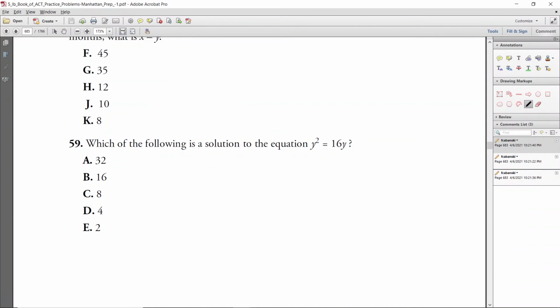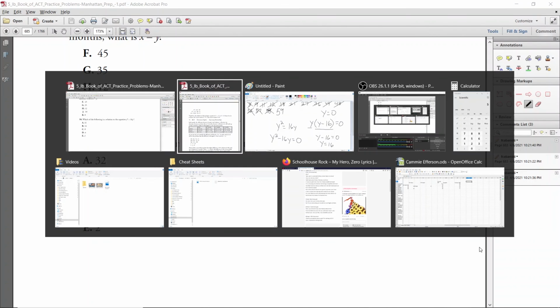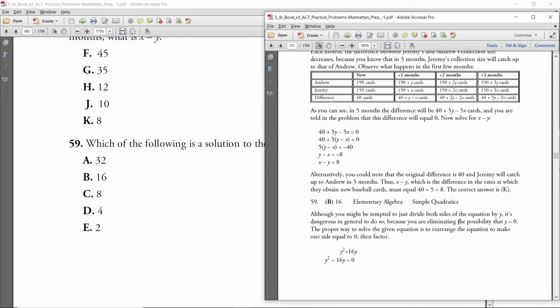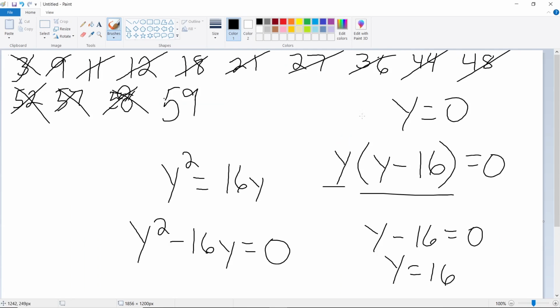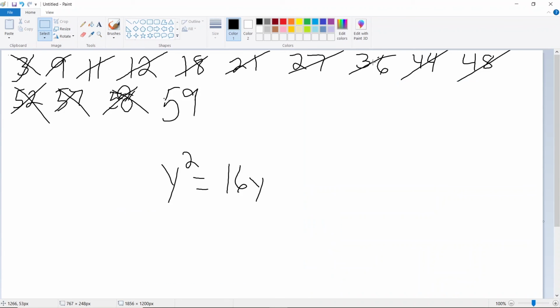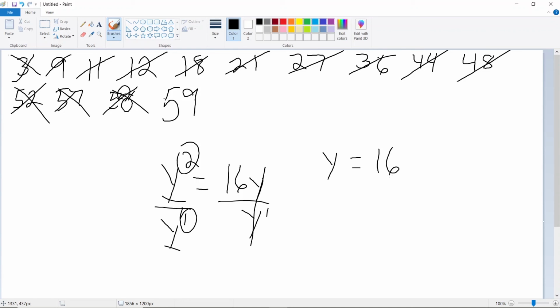Again, you could have just graphed it on your calculator and come up with these answers, but the answer is B. And let's make sure for 59, yes, B, 16. The other way you could have done it, and you'd only get one of the solutions, but luckily in this case, you would have gotten the right one. This is usually not the right way to do it. You can just do the division by y right here. So I'm dividing by y, which is really y to the first. So those y's go away. Remember, when we divide, we subtract the exponents when it's the same base, in this case y. So y^(2-1) is y to the first power equals 16.